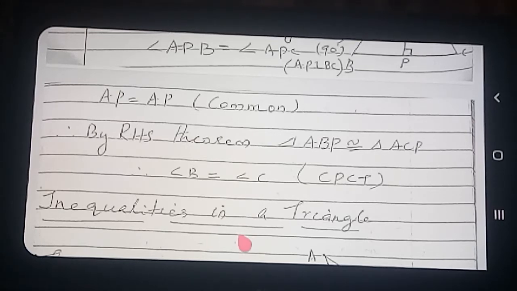Is 2 less than 3 correct, or is 2 greater than 3 correct? 2 less than 3 is correct.